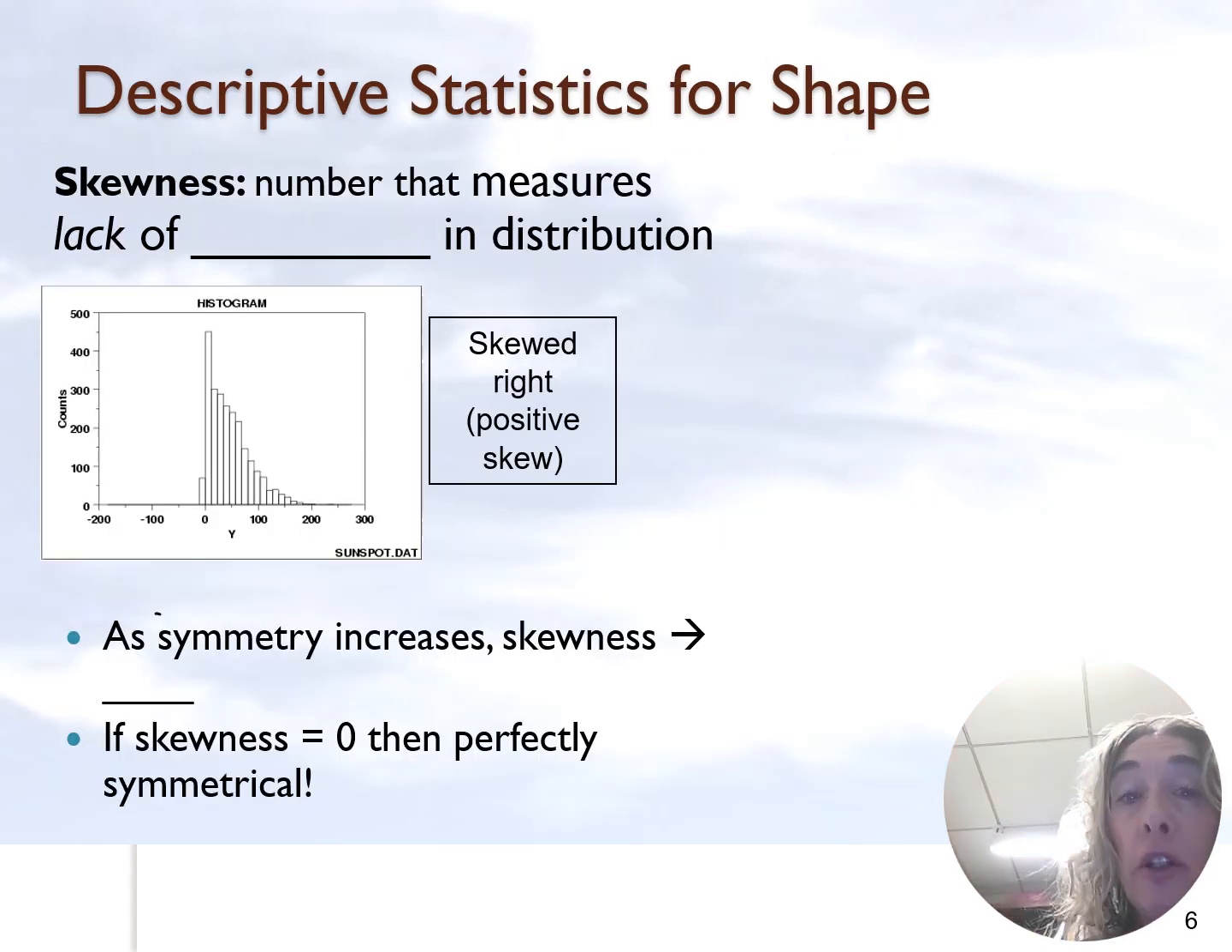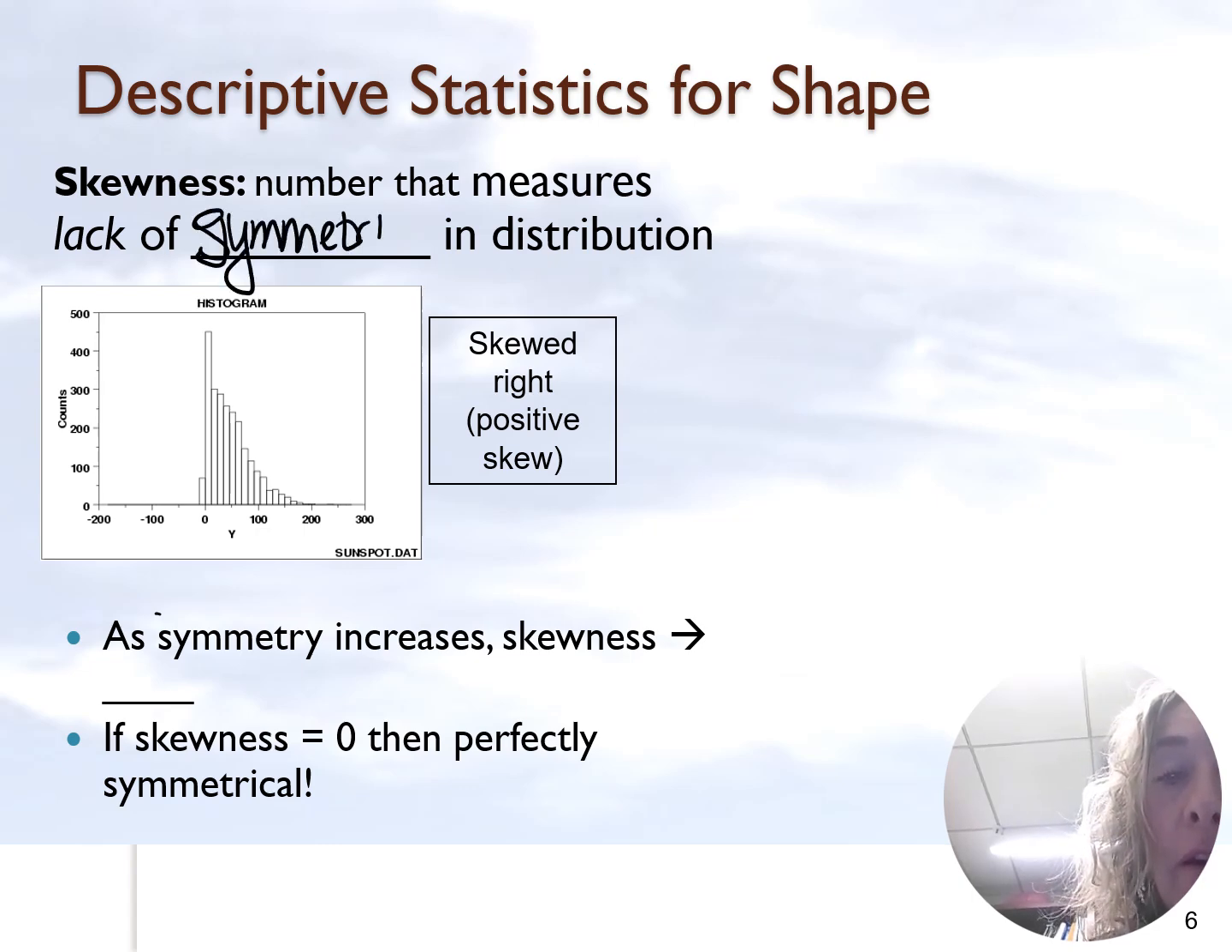Okay. There are descriptive statistics that measure shape. Skewness is a number that measures the lack of symmetry in a distribution, such as the distribution that's shown right there. This is a skewed right distribution. It has a certain lack of symmetry.